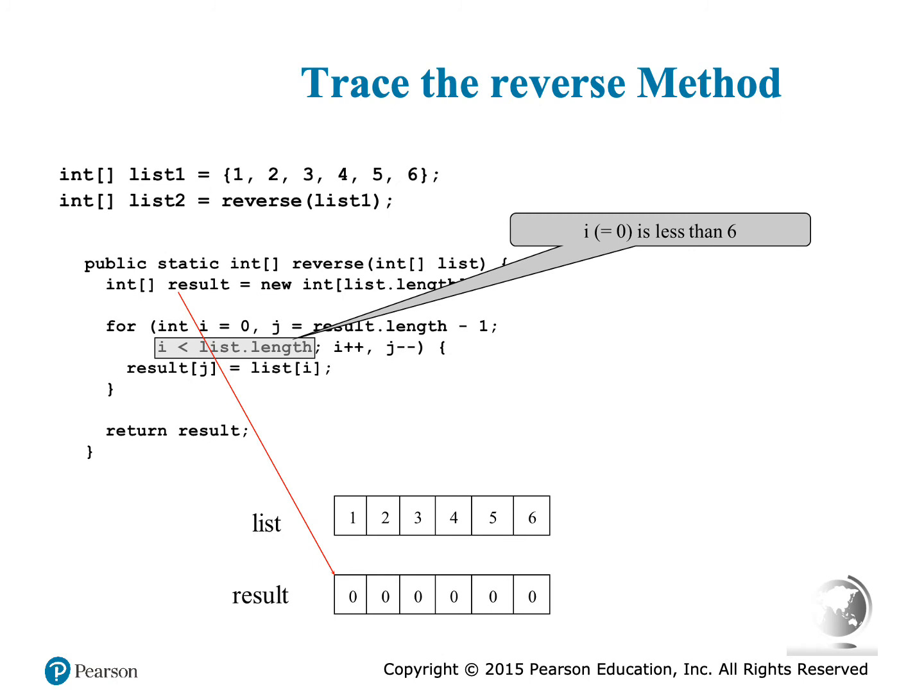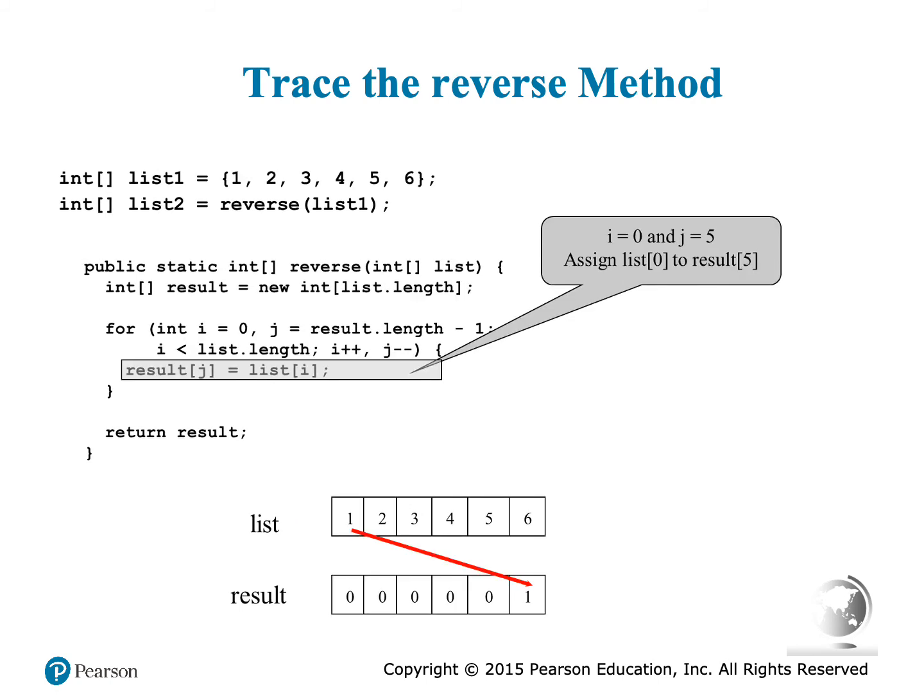Here, i equals 0, and our expression evaluates to true, so the loop continues. The value in list sub 0 is assigned into result sub 5.